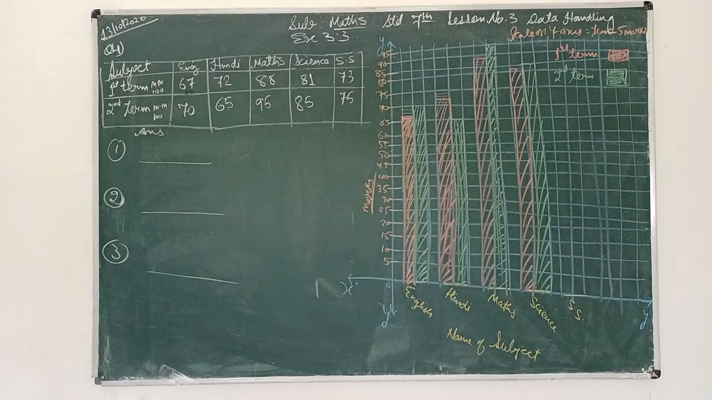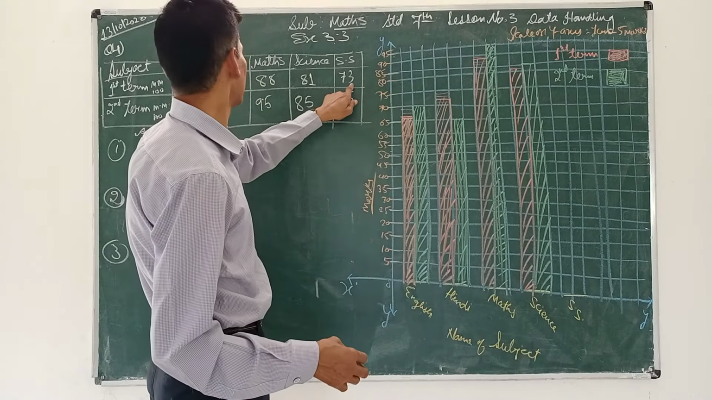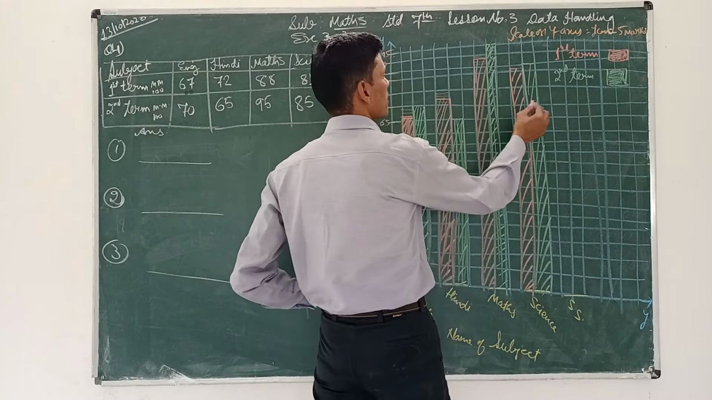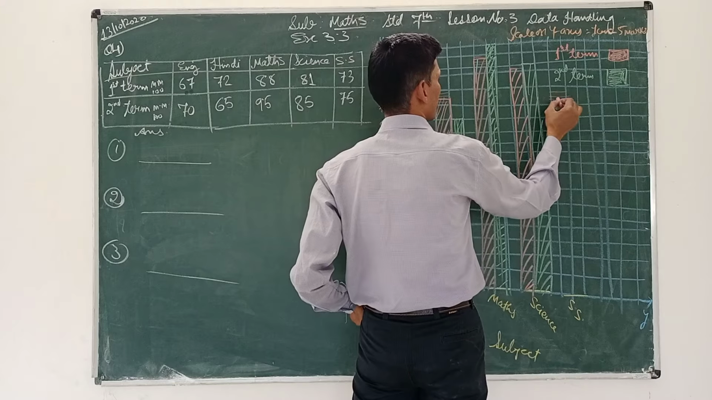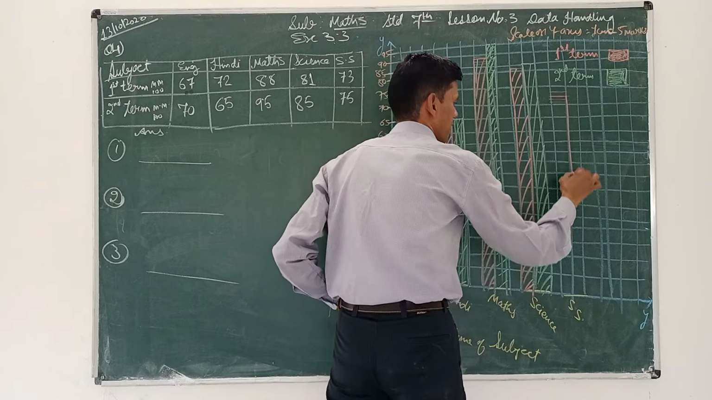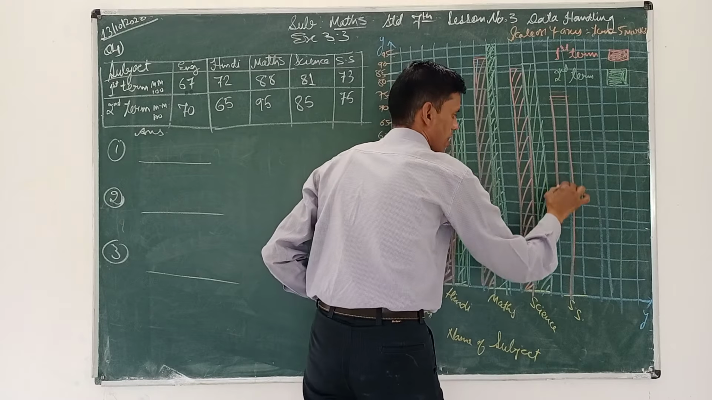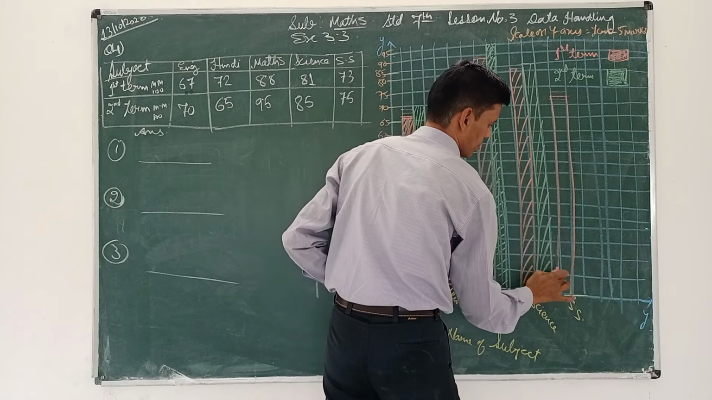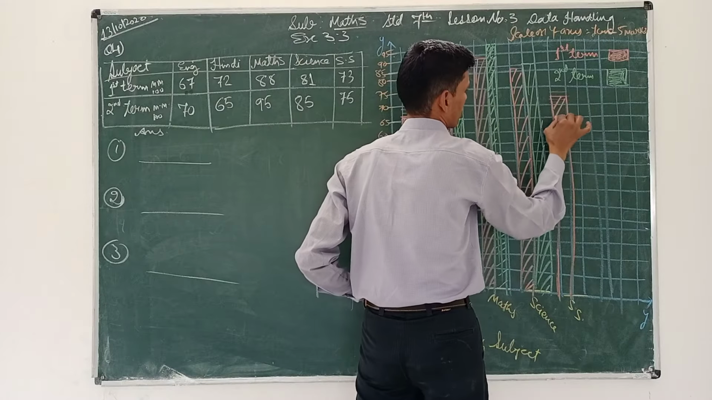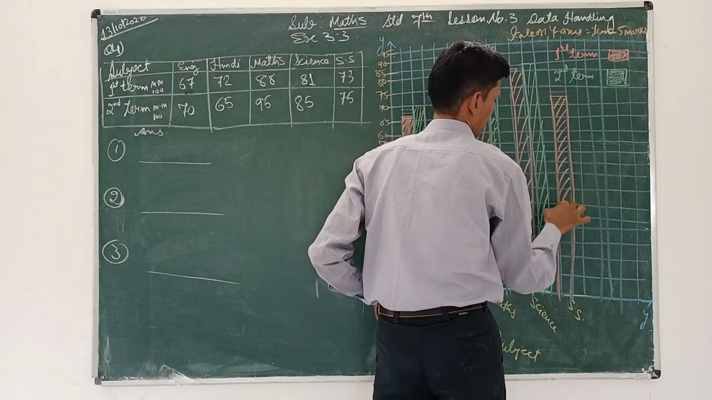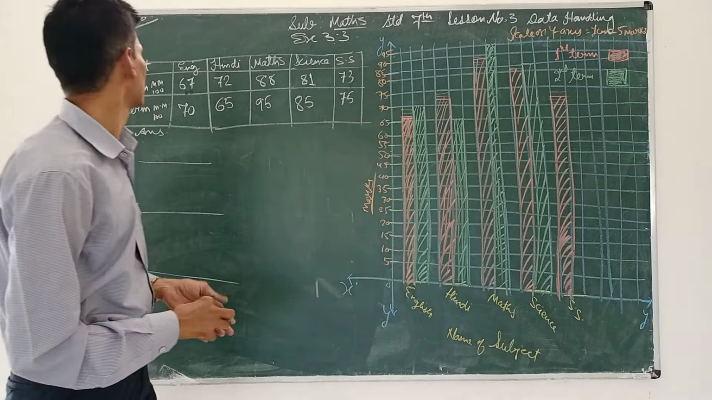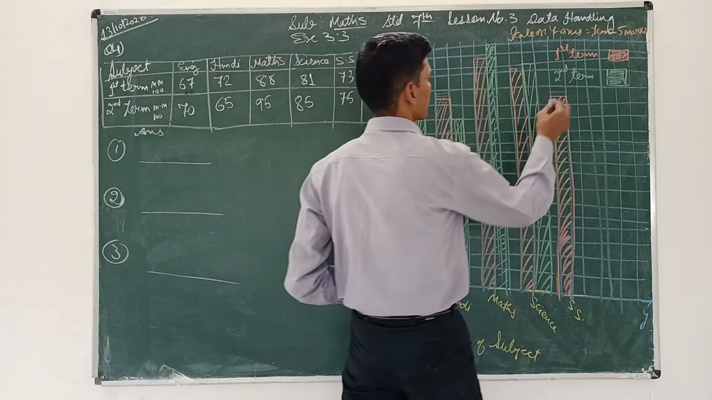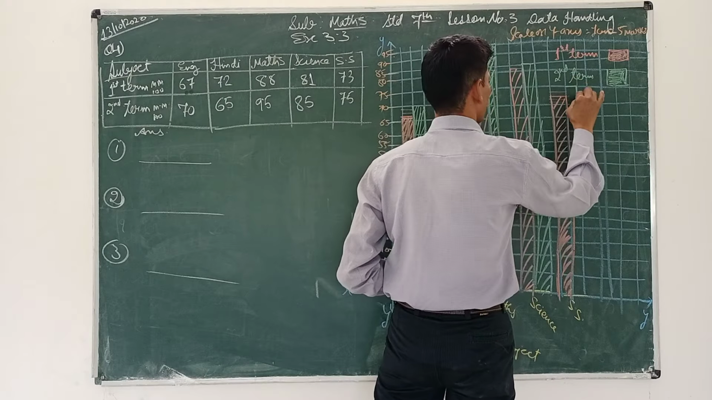Next one is SS, 73 and 75. Where is 73? You are at 70. 1, 2, 3, 4: 70, 71, 72, 73. You can mark like this. It should be properly marked in your graph book. Now 75 in the second term, 75 here.